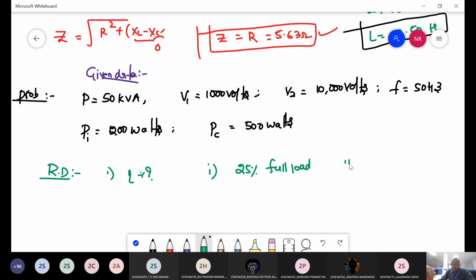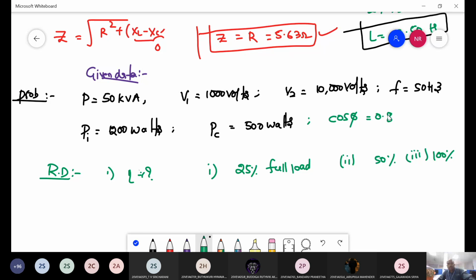Right. The second bit is 50%. The third bit is 100%. Of normal load at power factor of cos phi given. Cos phi is equal to how much? 0.8. This is the problem.